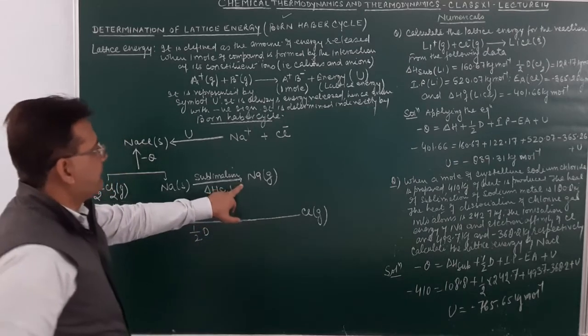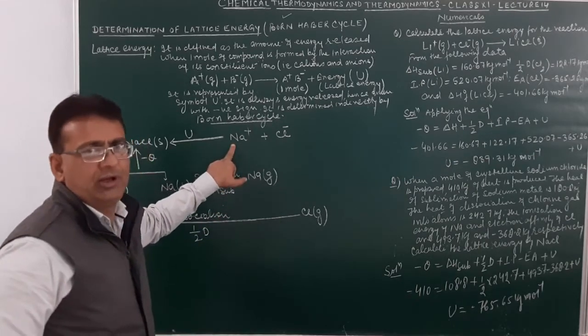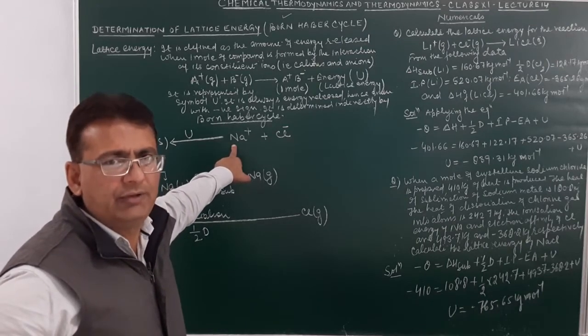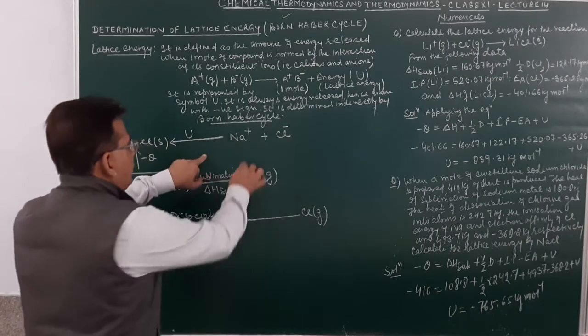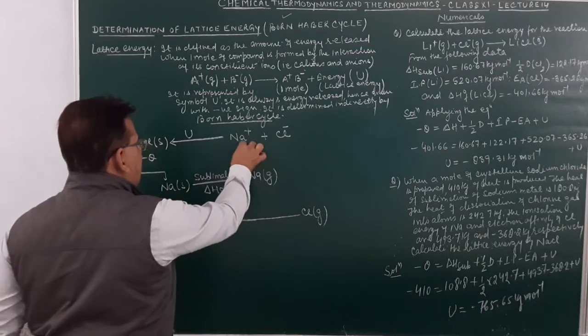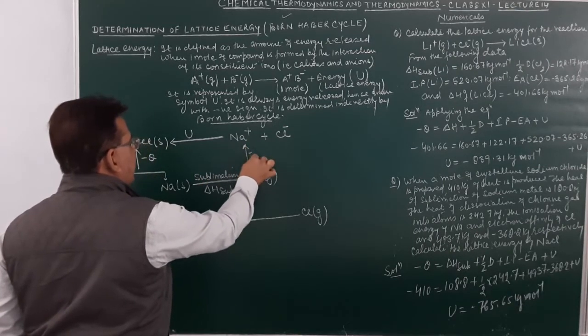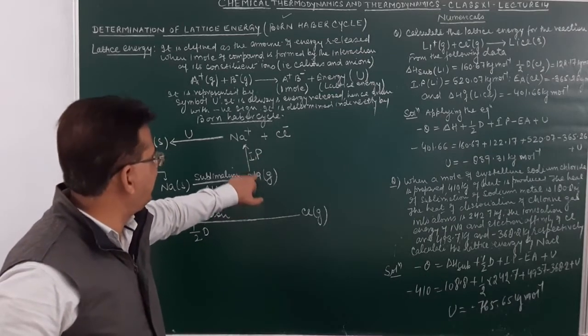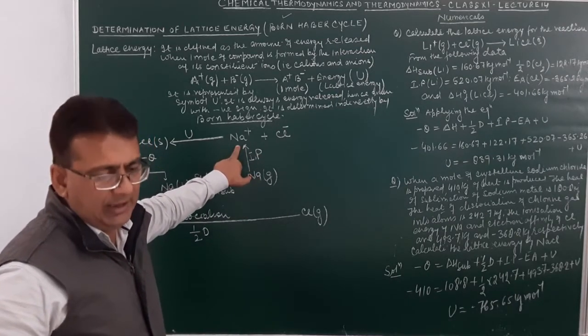Now this sodium is to be converted into sodium cation. How? By removal of an electron, and the energy required will be called the ionization energy. So this will be the ionization energy or ionization potential. The energy required to convert sodium in the form of a gas to the sodium cation will be the ionization energy.